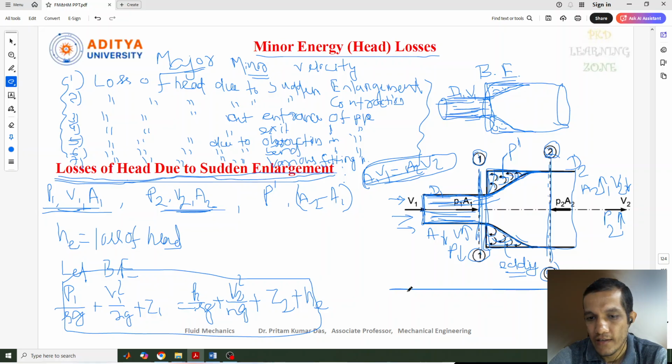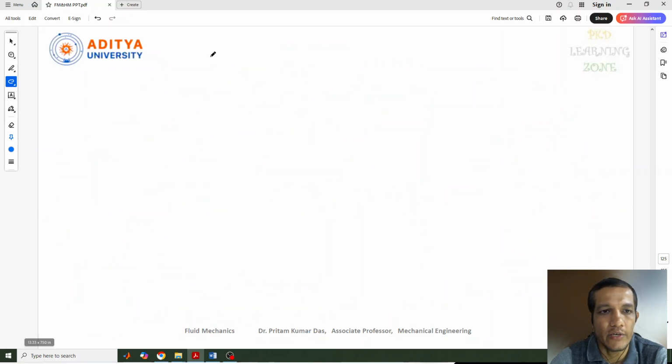Let's consider a line. So this is our datum line. This line is supposed to be fixed, and with this datum line we need to find out Z1 and Z2. At section 1, what is the height from the datum line? So this is Z1. And at section 2, at this point, what is the value of the datum head? That is Z2. You can see both Z1 and Z2 are the same for this pipe flow, because the pipe is horizontal. So we can write Z1 equal to Z2, where the pipe is horizontal.